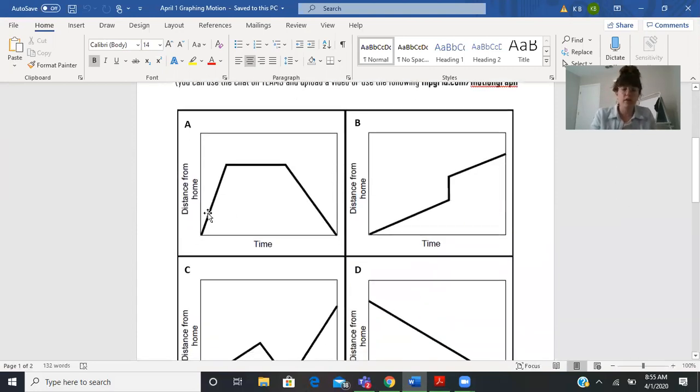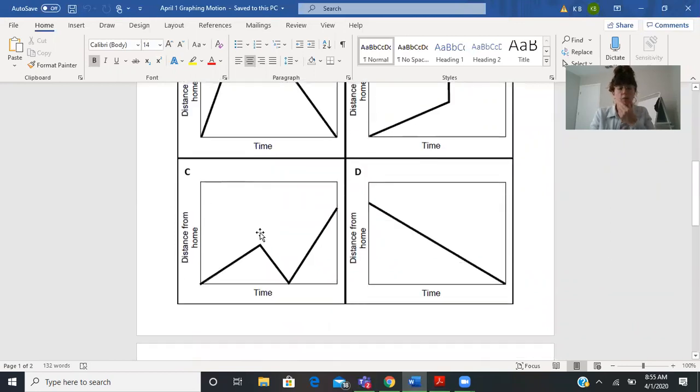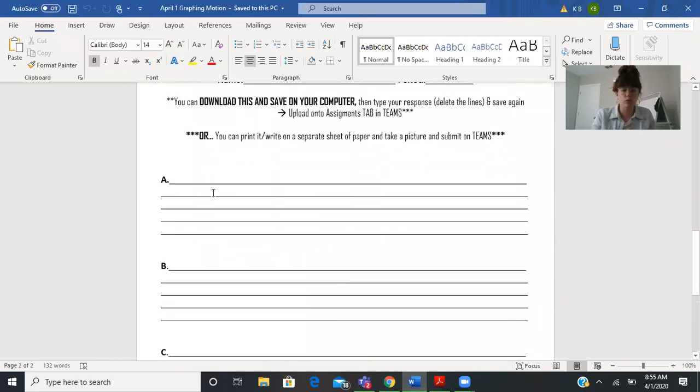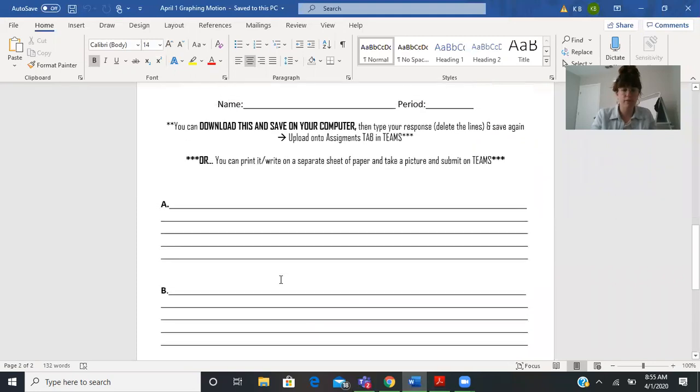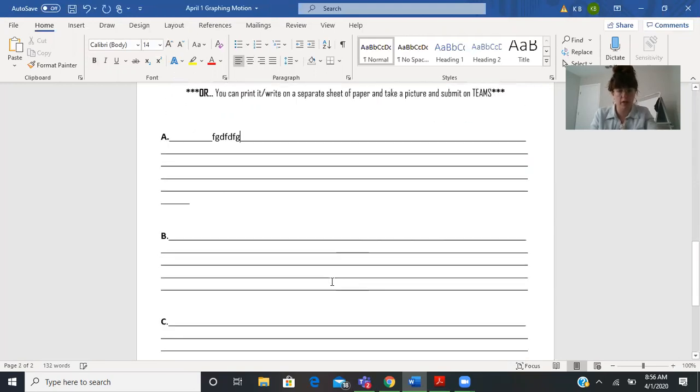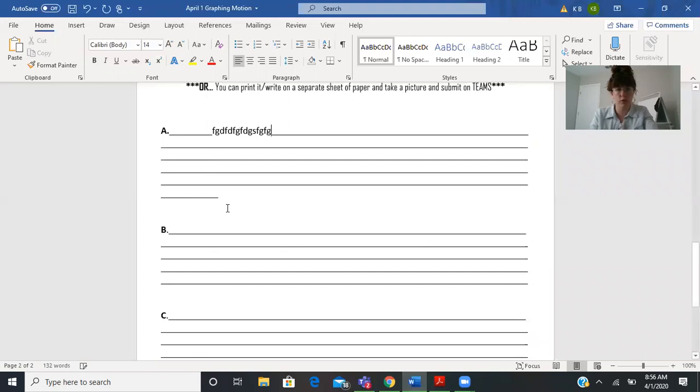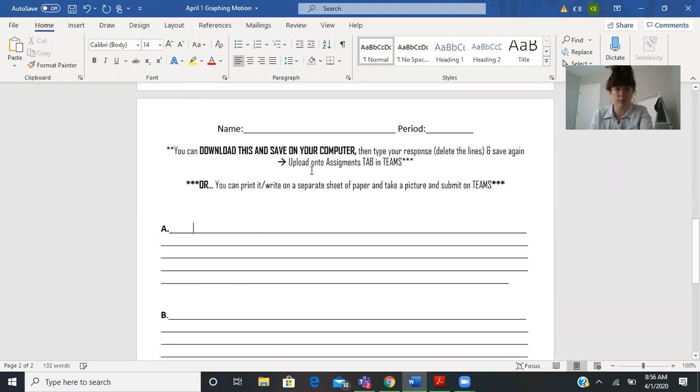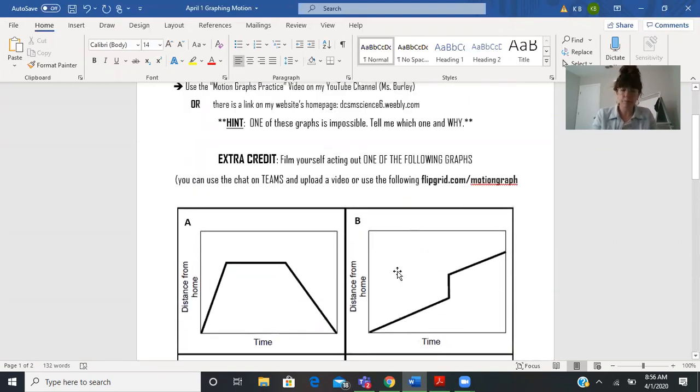So you're going to look at these graphs, and you can make up speeds, or you can just tell me if they're going faster or slower. And then you're going to write stories for each graph. You can download this and save it on your computer, then type your response. You can type your response by deleting the lines. See? If you delete the lines, you can just type regularly. Or you can print it, or write it on a separate sheet of paper and take a picture of it and submit it on Teams.